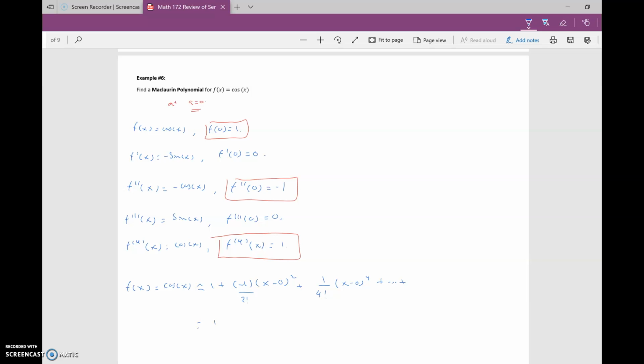So we're going to end up with 1 minus 1 half x squared plus 4 factorial. It's going to be 24. Let me double check. 4 times 3 times 2 times 1. Yep. Plus 1 over 24 x to the fourth plus, and that would be it. So we're ending up with, well, those would be 3 terms, but we did end up going all the way to the fourth derivative because your cosine cancels out. That's actually it for this one.